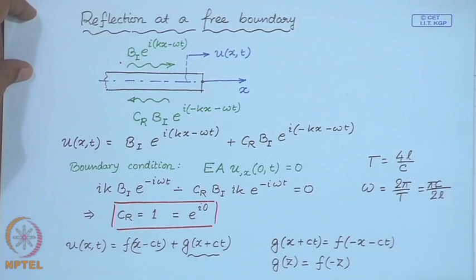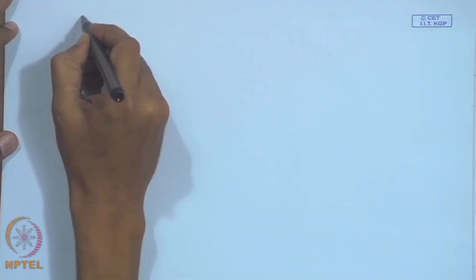So, we have looked at these two examples of scattering at a fixed boundary and scattering at a free boundary. Now, we are going to generalize this, we are going to look at scattering at a boundary with finite impedance. Now, fixed boundary has infinite impedance, free boundary has 0 impedance in a certain sense. So, what we are going to now look at is scattering at a boundary with finite impedance.